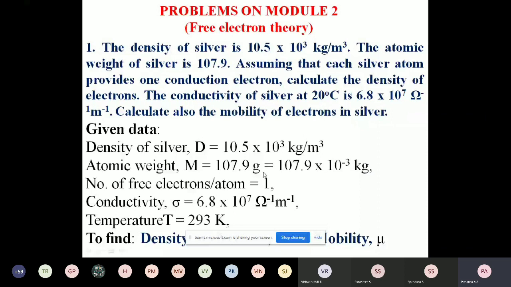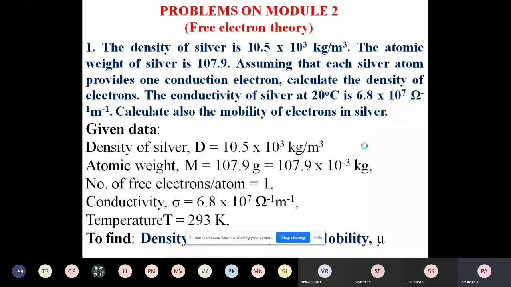The number of free electrons per atom given is 1. You can say that valence electrons also. Conductivity is mentioned and temperature is given. Temperature is 20 degrees centigrade. It is in centigrade, but in most of the calculations, we take the absolute scale. Therefore, I have to add 273 to 20 degrees centigrade. Therefore, these are the values given, and the density of the electrons and mobility have to be calculated.